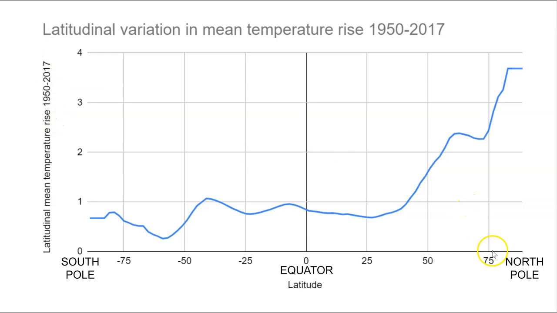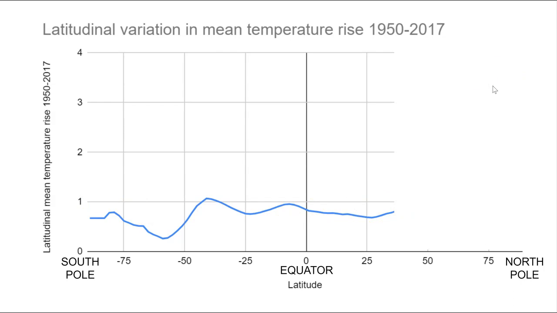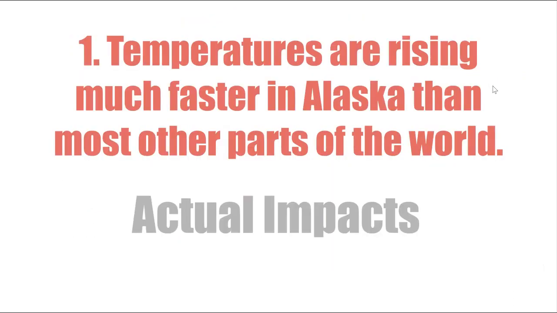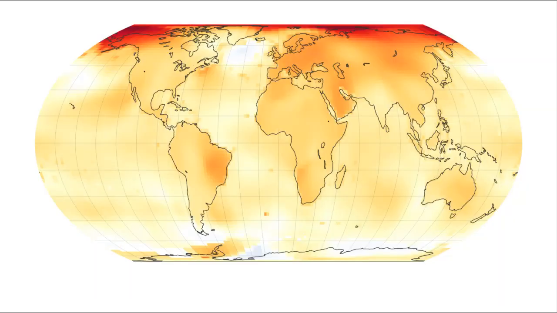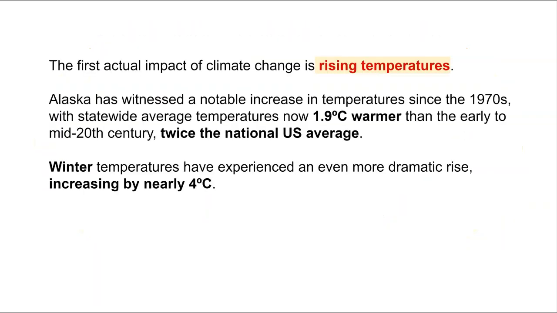But when you get up to above 75 degrees north and up towards the Arctic regions, you're getting close to 4 degrees warmer between the 1950 to 2017 average. Nearly 4 degrees. Look at that. Most of the rest of the Earth is less than 1 degree, but up here it's nearly 4 degrees. So our statement: temperatures are rising much faster in Alaska than most other parts of the world. I think we're seeing evidence for that, are we not?